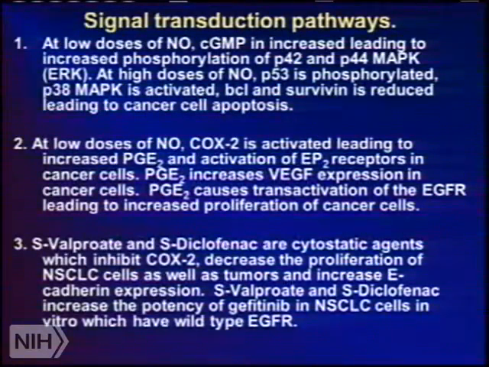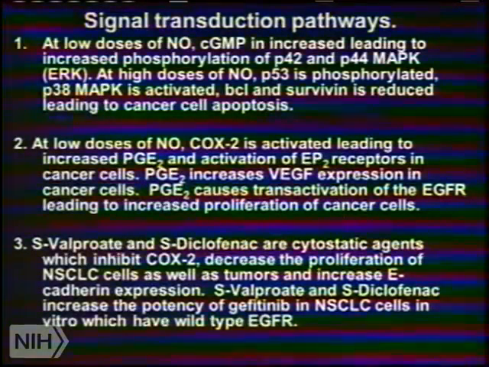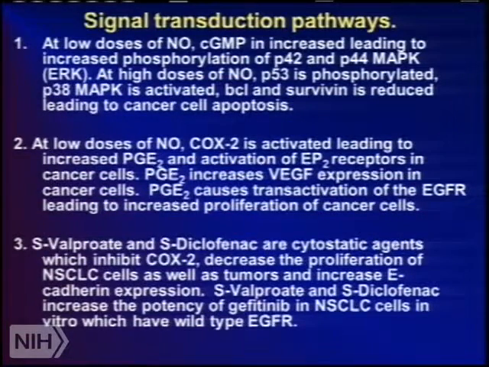So then in summary, we've seen that signal transduction can be very complex. There's lots of different things going on, and we've discussed at low doses of NO, the cyclic GMP increases, and that starts the whole process, such as the phosphorylation of the ERK, and then the P53 also gets phosphorylated. At low doses of nitric oxide, also we see the COX-2 is activated, leading to increased PGE2 and activation of G-protein-coupled receptors for prostaglandin E2.